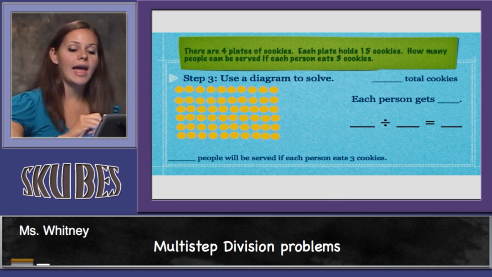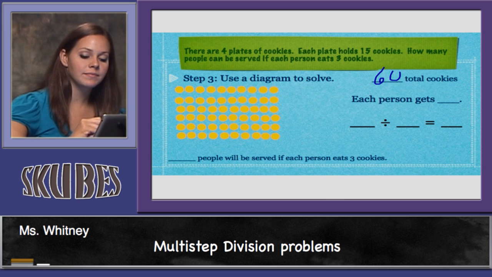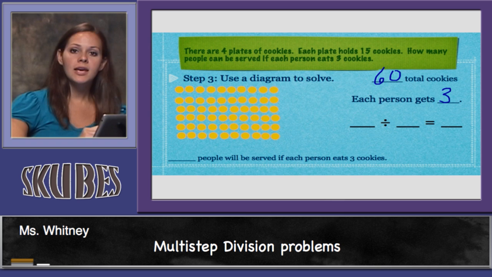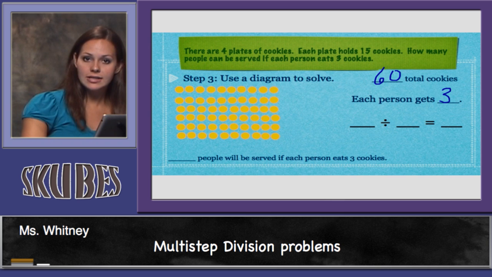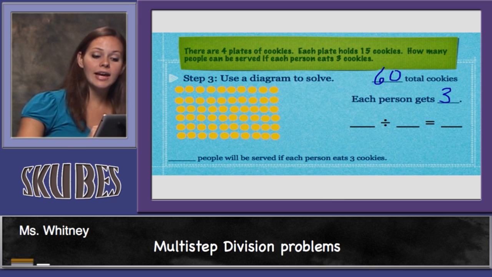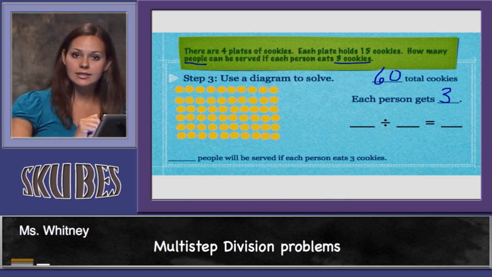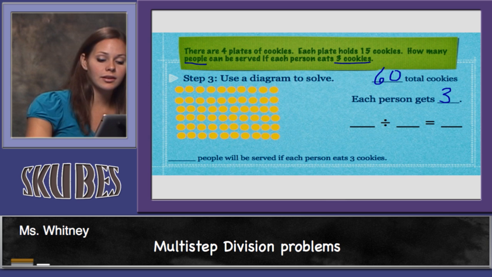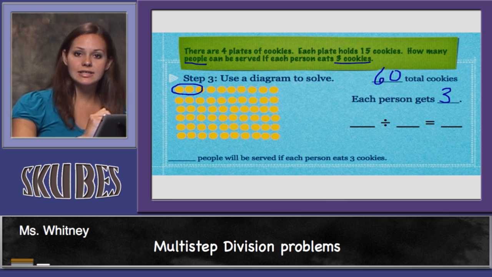So now I know I have 60 total cookies, and each person is going to get 3. So I've drawn 60 cookies, and I'm going to make groups of 3 to show what each person is going to eat. I'm trying to find out how many people can be served if each person eats 3 cookies. So I'm going to count how many groups of 3 I make. Each group represents what one person is eating.